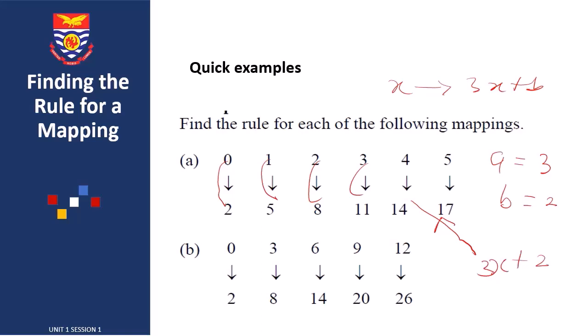Good. You can also find the rule for the next one. Try it. You get 2x plus 2. The rule for this one is 2x plus 2. Try it, and let's see: x maps to 2x plus 2. Thank you.